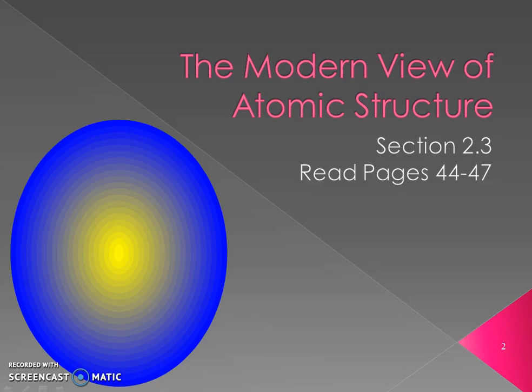This is Mrs. O'Neill for AP Chemistry, Chapter 2, Section 3, the modern view of atomic structure. I want to remind you how we talked about how the atom has changed its view or structure according to the different experiments that scientists have discovered and the models that have been used over the years. So this is the modern view. I'm getting more detailed as to what the modern view of the atomic structure is.